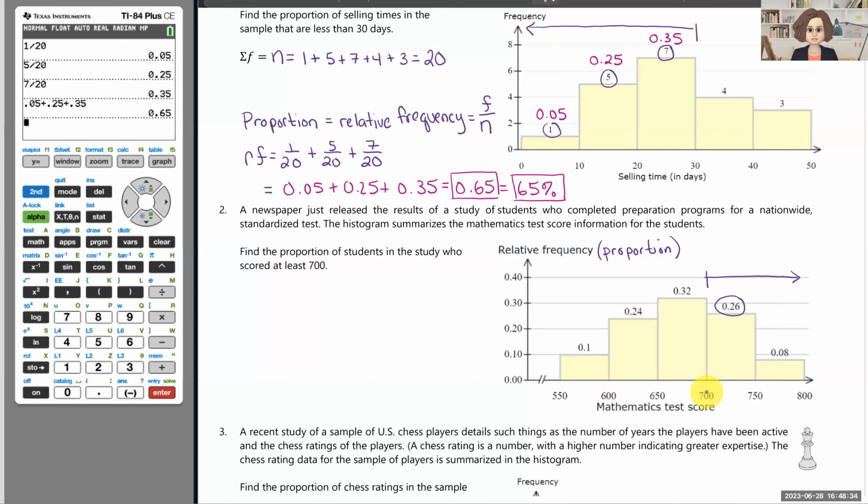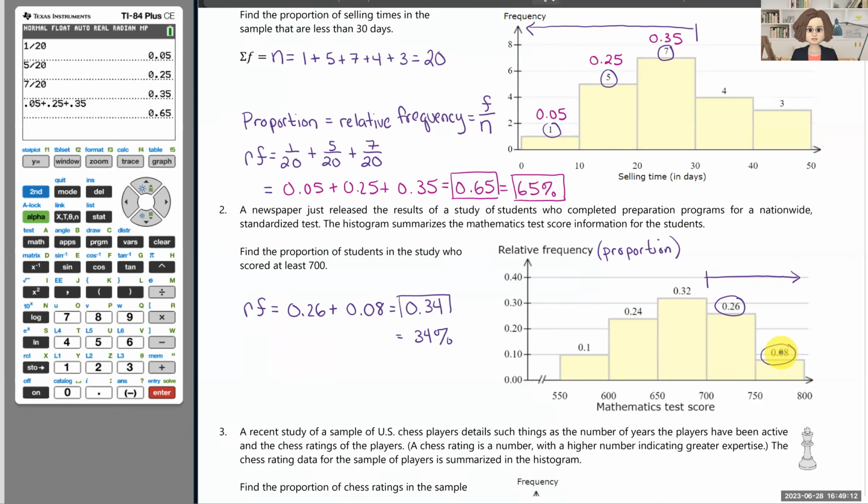So that would be those students from 700 to 750, 0.26, and then those students 0.08. So since they've already given us the relative frequencies, this one's a little easier. We don't have to actually find the relative frequencies. So that proportion, the relative frequency, we just take our 0.26 and add our 0.08. So that answer is 0.34, or 34% of students scored at least 700.